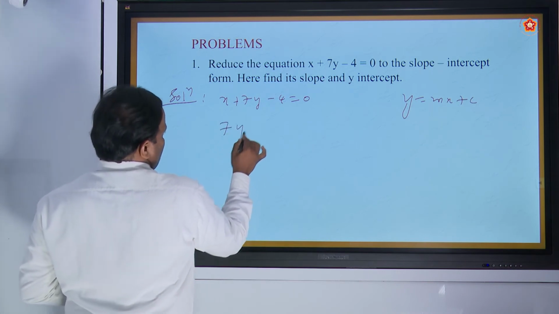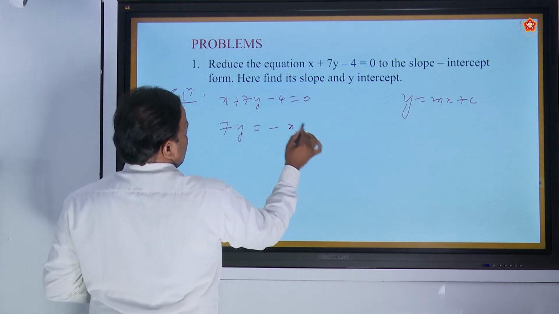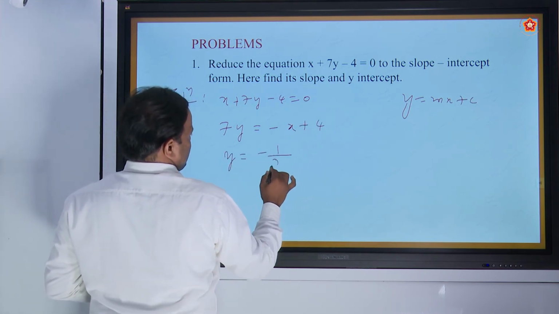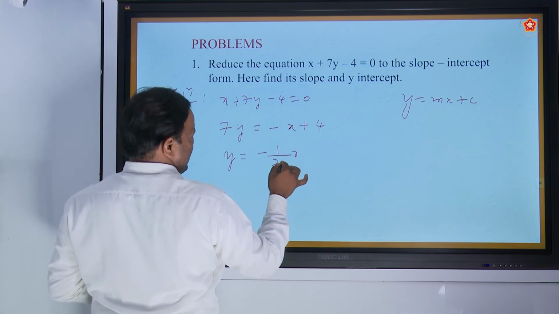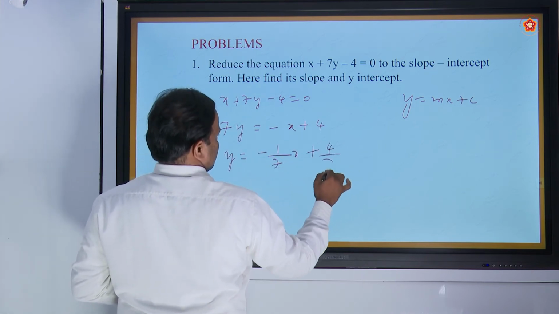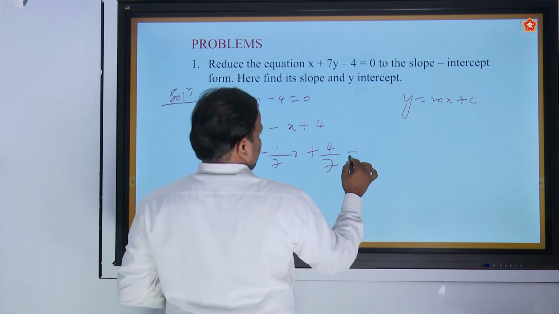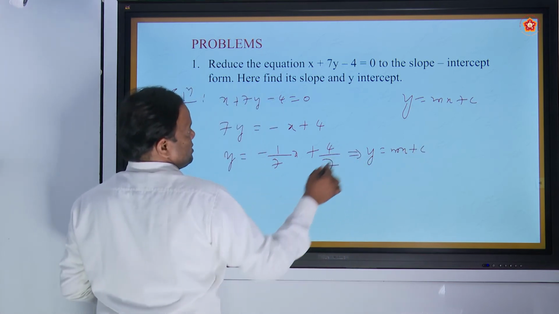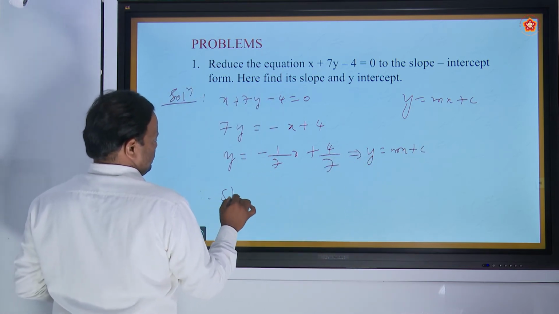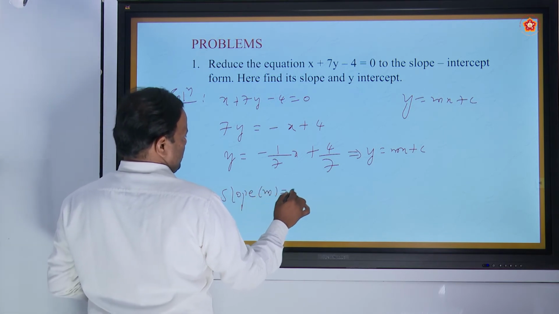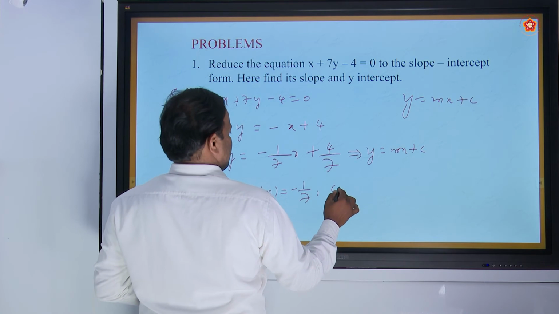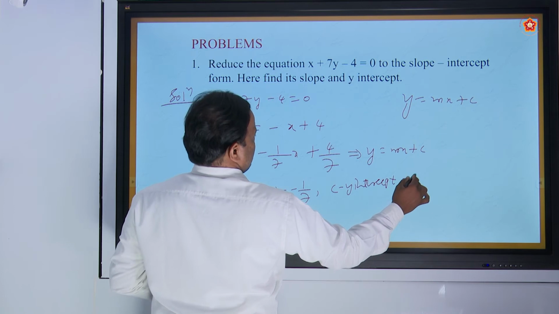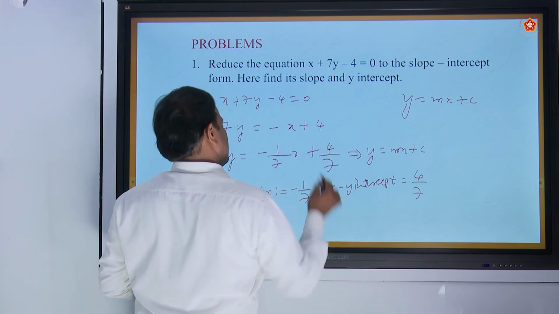So 7y as it is, rearrange these terms. Take x to this side as minus x, and minus 4 to this side as plus 4. What is y equal to? Dividing by 7, y equals minus 1 by 7 x plus 4 by 7. Compare this with the slope intercept form y equal to mx plus c. Clearly the slope m is equal to minus 1 by 7, and c is the y intercept, which is 4 by 7. Correct?